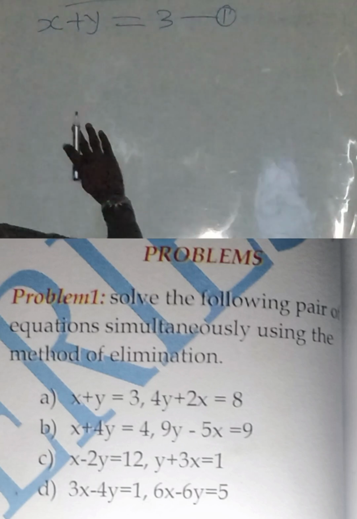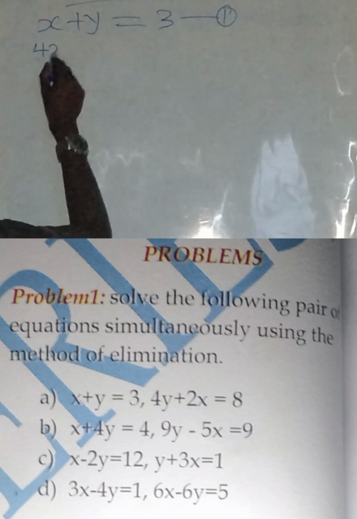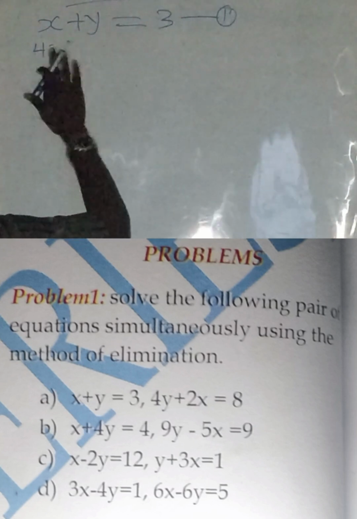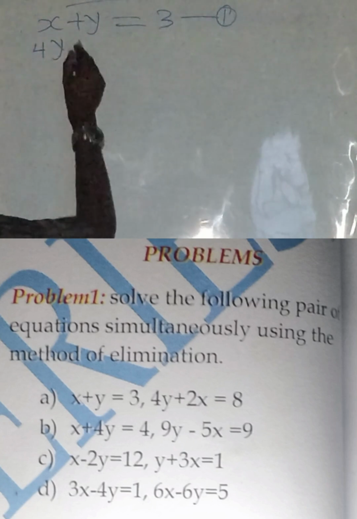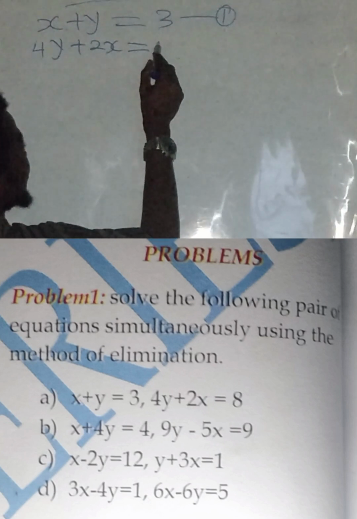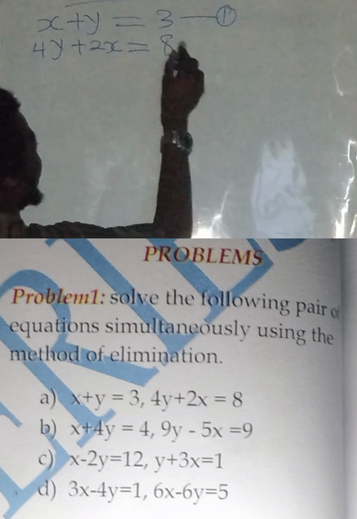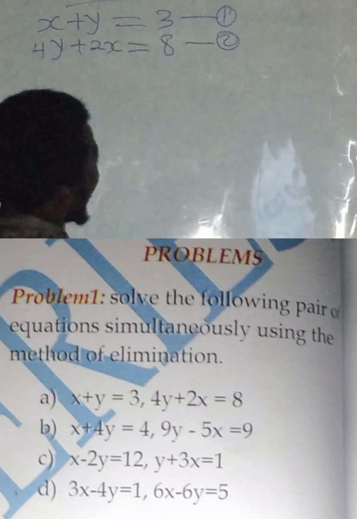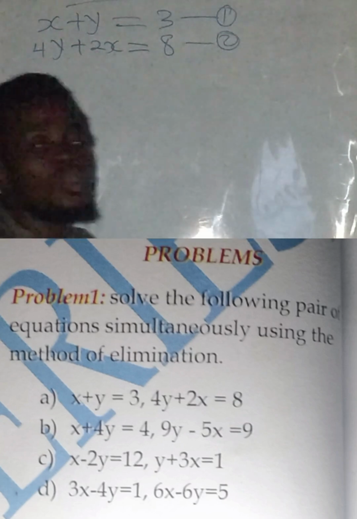Next, 4y plus 2x equals 8. I will call this equation 2. Now we have to solve using what? The elimination method.